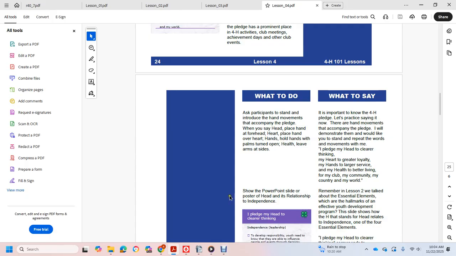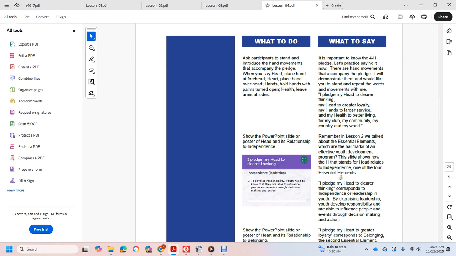Show the PowerPoint slide of the poster with the head, related to independence. Remember in Lesson 2 we talked about the essential elements, which are the hallmarks of an effective youth development program. The 4-H pledge of the head, with clearer thinking, corresponds with the independence and leadership of youth, exercising knowledge and leadership, being responsible and able to influence people, eventually with decision-making action.